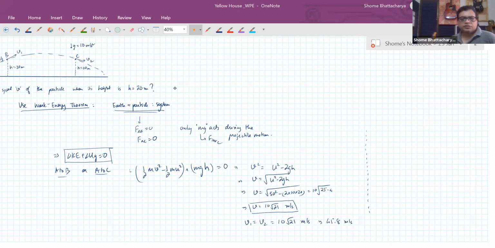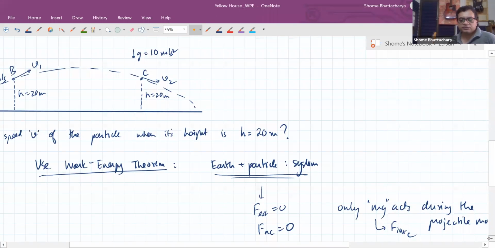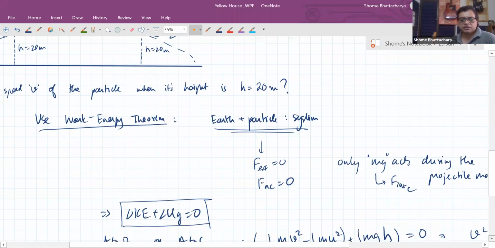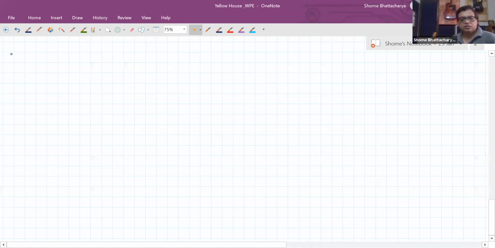All right, so now that we are familiar with basic applications of the two potential energy formulas, the spring potential energy and gravitational potential energy, let's start looking at problems where there is an external force also involved. So the next example we'll see is like this.